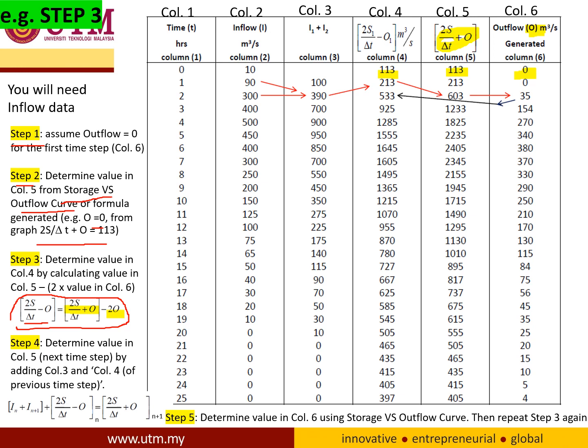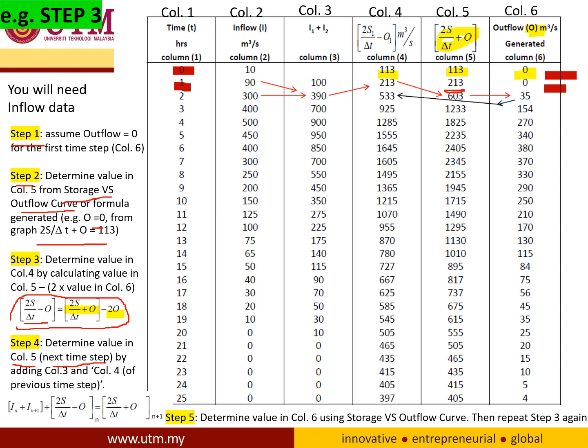Okay, the first row means this is the first time step. So you want to move on to the next time step, time 1. Before was time 0. So how do you do that? You move on to step 4, determine the value in column 5 for the next time step. So for the next time step, you want to determine this value.